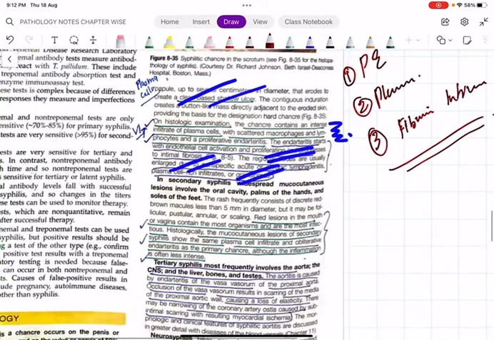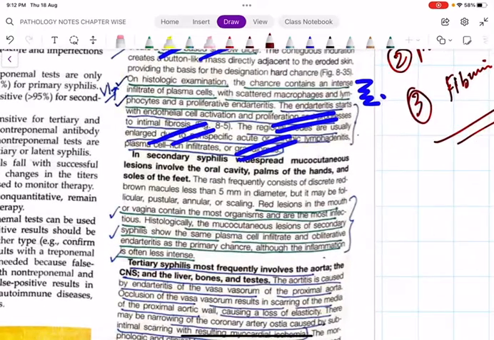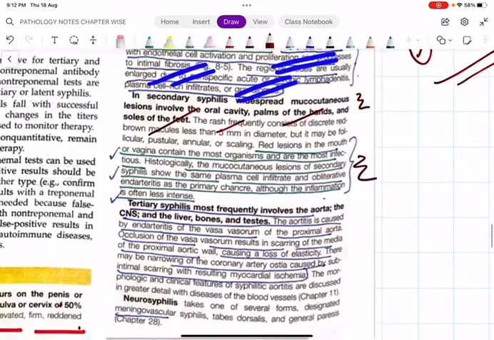In secondary syphilis, I told you there will be condyloma lata. They are nothing else but mucocutaneous lesions which involve the oral cavity, palms of the hands, and soles of the feet. Remember, histologically here also there will be plasma cell infiltrate and proliferative endarteritis, but the inflammation will be less intense than that of primary syphilis.